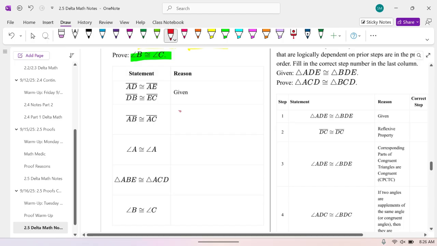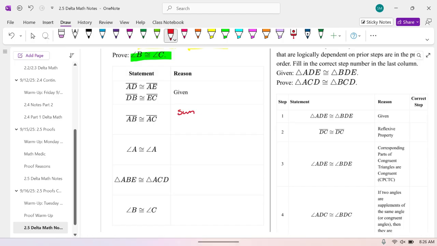the reason is the sum of two corresponding congruent segments are congruent. All right, it's just addition. You could have also said a whole quantity is equal to the sum of its parts. All right.